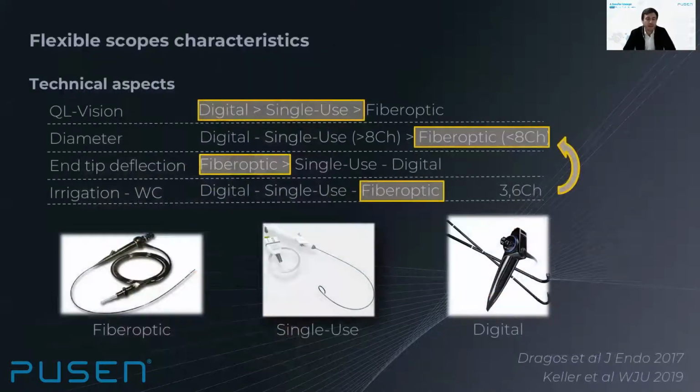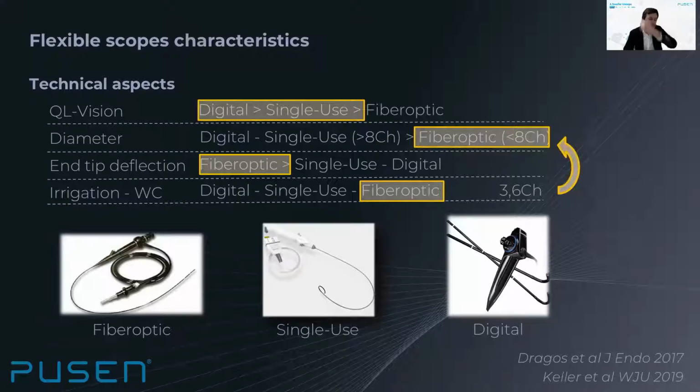We can find different flexible scopes in the market. For practical reasons, we can divide the flexible scopes into three groups: fiber optic flexible scopes, digital scopes, and single use, which can be said to be a concrete type of digital scope. The decision to use one modality of scope or another should be based on four different characteristics. There are some technical aspects we have to keep in mind in order to decide which flexible scope I am going to use for a concrete surgery.